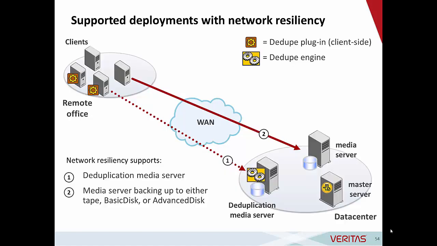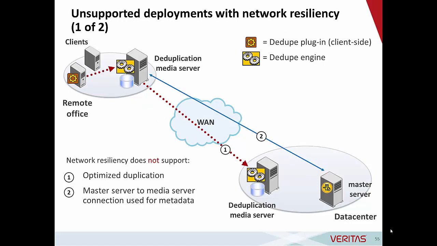As discussed previously, resilient networks are a feature that functions between clients and media servers. Supported deployments include backing up to either tape, basic disk, or advanced disk, or to a deduplication media server, an MSDP, or a NetBackup appliance, and that could be using either target or client-side dedupe.